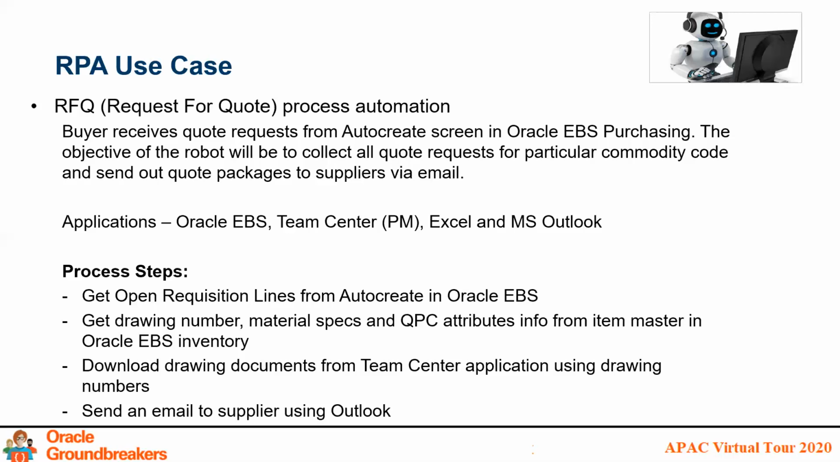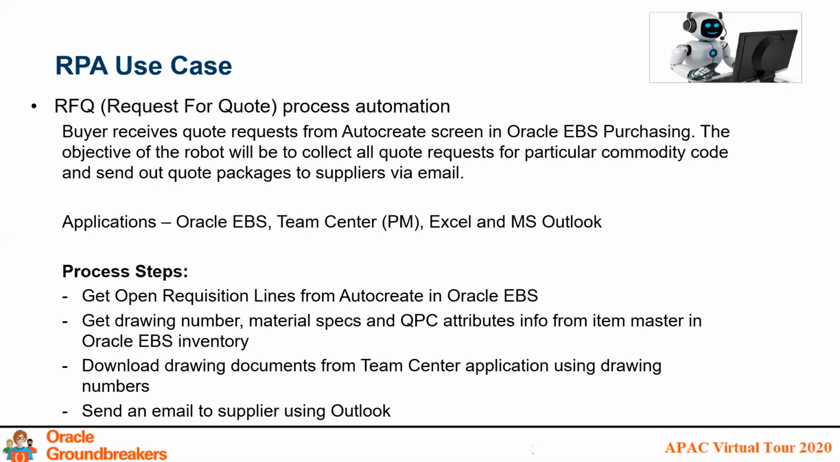Get all the open requisition lines from the auto create screen in Oracle E-Business Suite using the purchasing responsibility. These requisition lines are not yet converted to PO. The second step is to get the drawing number, material spec, heat treatment specification, and quality provision codes. Those are certificate requirements, quality QPC codes, and attributes information from the item master in Oracle Inventory.